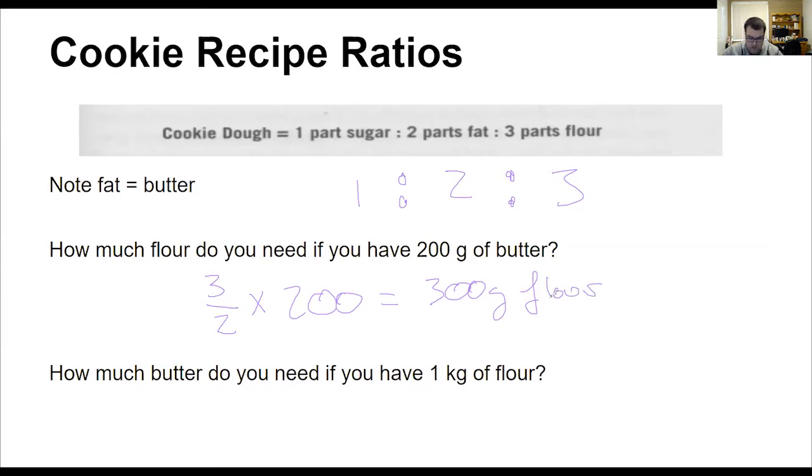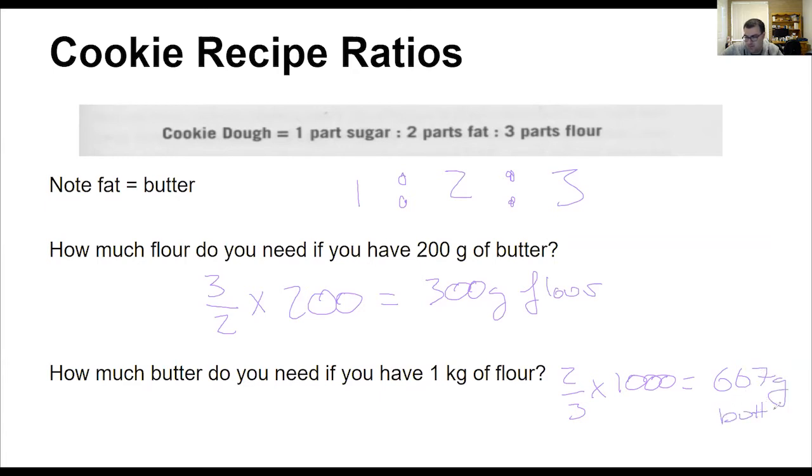Pretty straightforward, right? Let's take a look at the other one. If we're talking about how much butter we need if we have 1 kilo of flour, we have 1 kilo of flour, 3 parts flour to our 2 parts butter. So 2 over 3. We'll work this out in grams to make our lives easier, which is going to give us 666.6 with the 6 repeating. We just round that to grams, 667 grams of butter.